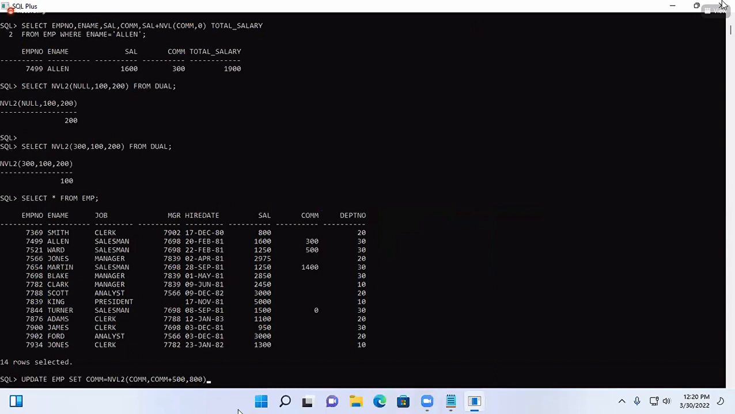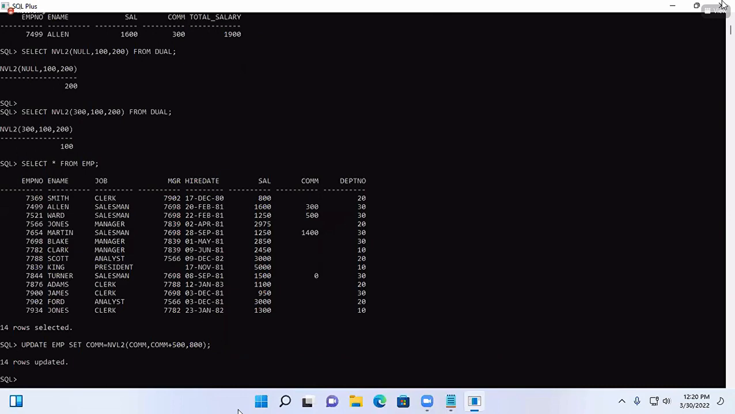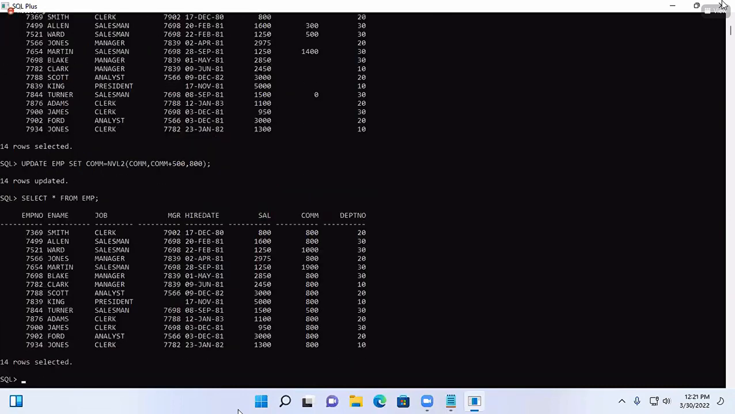Where condition purpose is what I said. Specific employees or all employees? All employees. So that means the where condition is needed? No need. Let me see how many rows are updated. 14 rows. Let me call this. Okay.